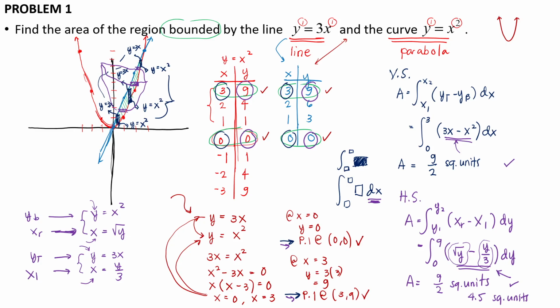Alright, so I think that's for problem number 1. What's important here is you need to know how to graph your equations. The second one is you need to determine your points of intersection, whether you're going to use tables or you're going to equate your equations to get the points of intersection. And then lastly, you're going to use a vertical strip or the horizontal strip in your solution. And again, in determining your vertical or horizontal strip, of course, you need to label your graph as well.